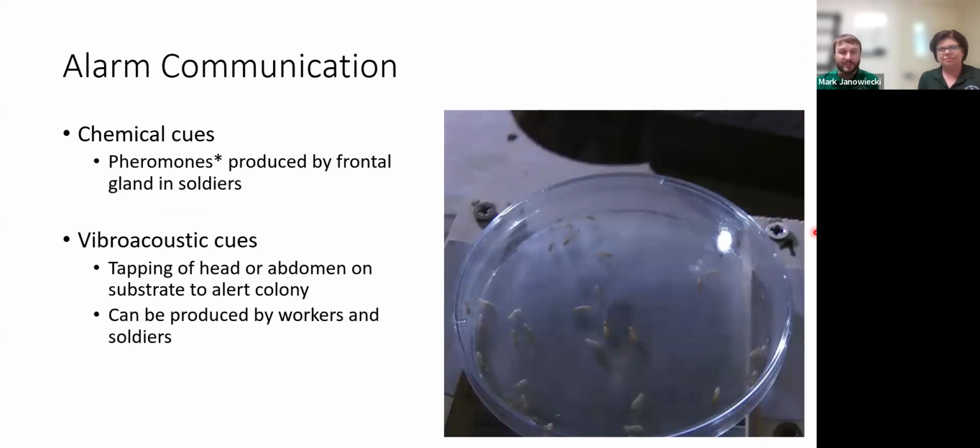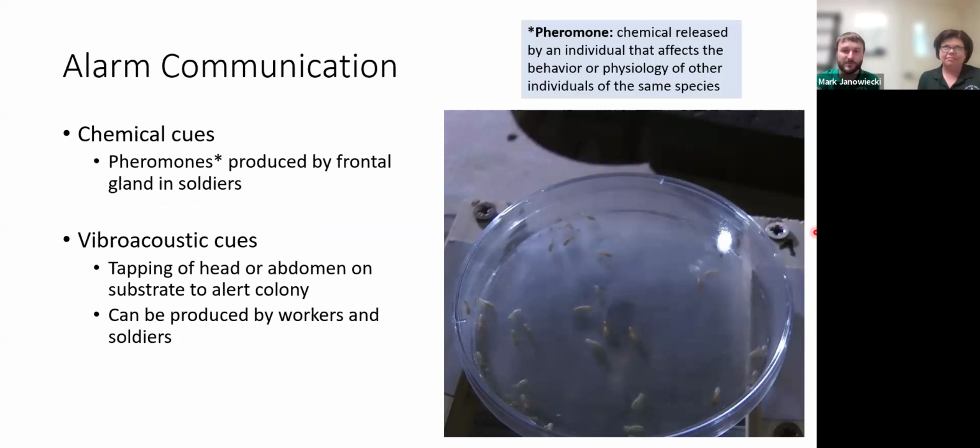These termites live in the dark and are mostly blind. They're able to communicate, though, with chemical cues and with vibrational cues. Chemical cues they use include pheromones. Pheromones are a chemical released by an individual that affects the behavior or physiology of other individuals of the same species. These pheromones are often produced in the frontal gland in soldiers and can be used for alarm and different things. They also have vibroacoustic cues. This can be the tapping of the head or the abdomen to alert the colony. These can be produced both by workers and soldiers.